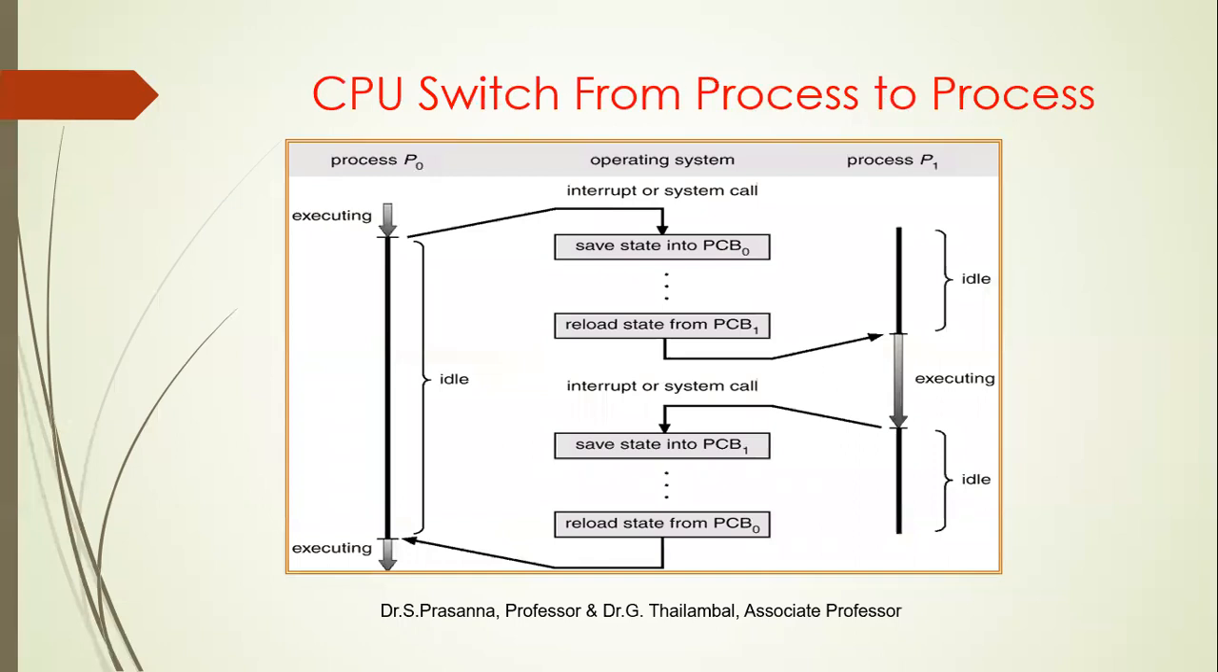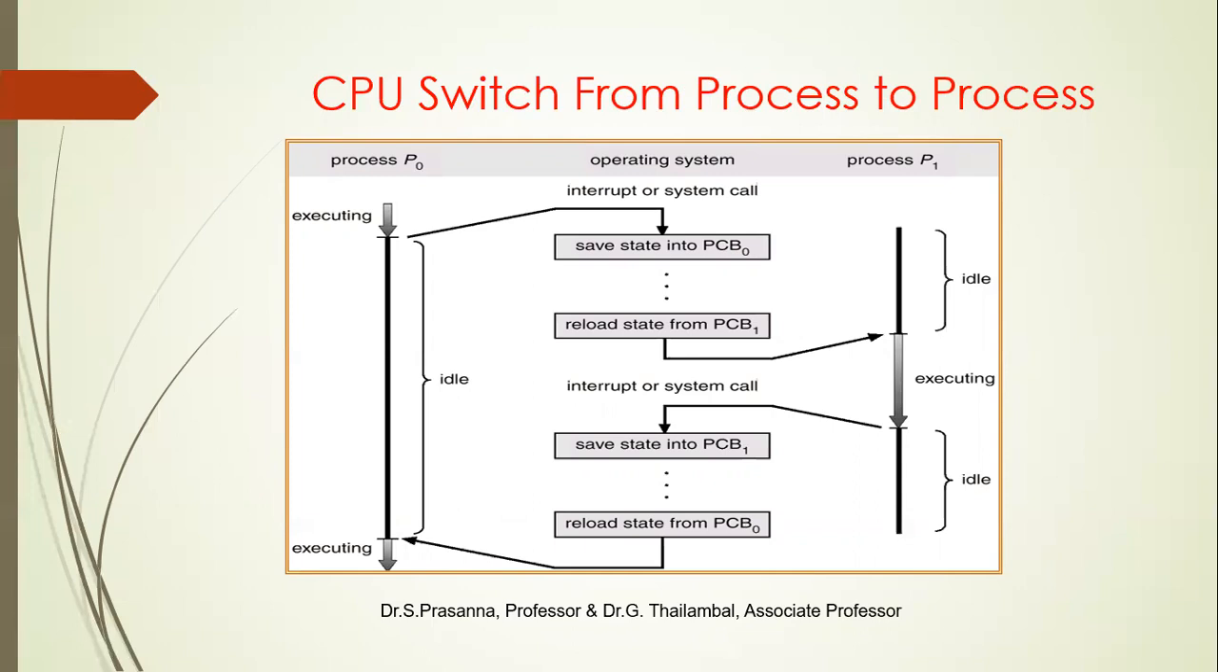The CPU switches from process to process. So how does the CPU execute when an interrupt happens for one process? The CPU cannot be idle. Therefore, it chooses another process for execution. This CPU switch happens from process to process every period of time. How the switching of the CPU from process to process happens, we are going to see now in this diagrammatic representation.